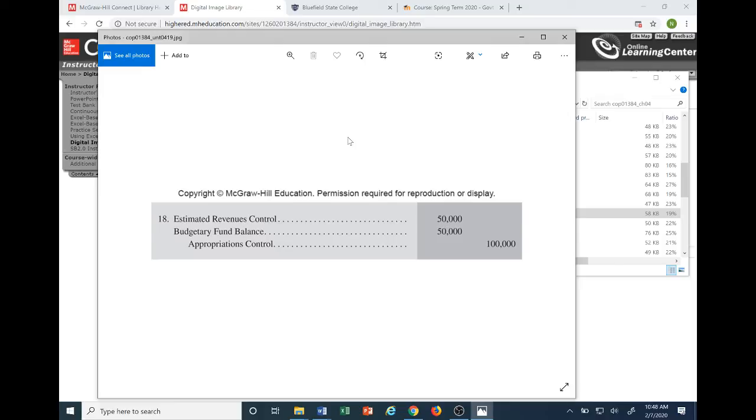So in essence, we think we're going to get 50,000 more revenues than we originally thought we had. We have to appropriate more than we thought we had by 100,000. So our budgetary fund balance now has reduced by 50,000 because of the estimated revenues and appropriations. This makes sense, right? Not bad at all, right?